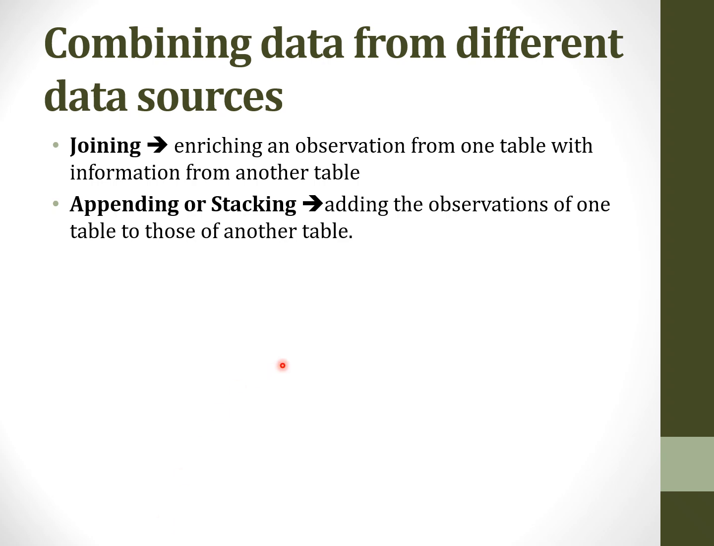So the next category which we are going to see is combining data from different data sources. Combining, technically speaking, is joining the data, which means we have two different tables, and based on a particular column which is set as the key, one table is joined with the other table. That is what we call joining. The second process is appending or stacking, which means from one table we take some observations and add them to the other table. That is what we call appending or stacking.